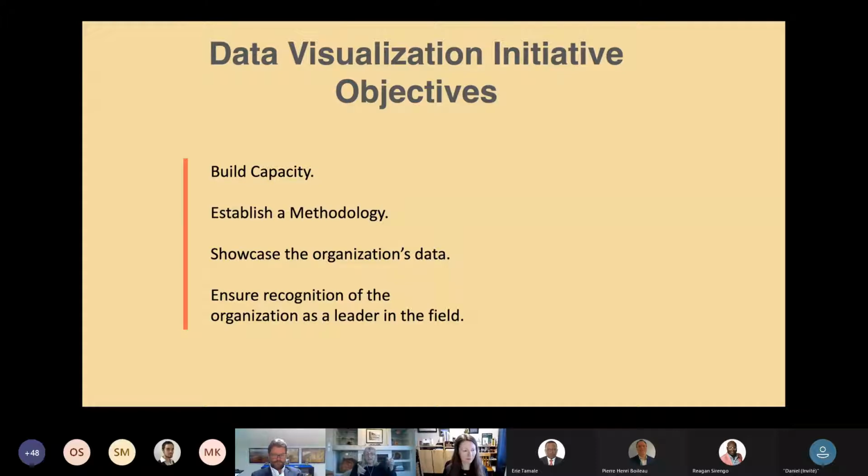So in order to do that, you need to build capacity. You need to have the people eventually. And that happens to be one of the most difficult things that we encountered, which we can talk about after. We also had to establish a methodology because otherwise the information or the method of doing stuff becomes stored in somebody's computer or not part of the institutional memory of the organization.